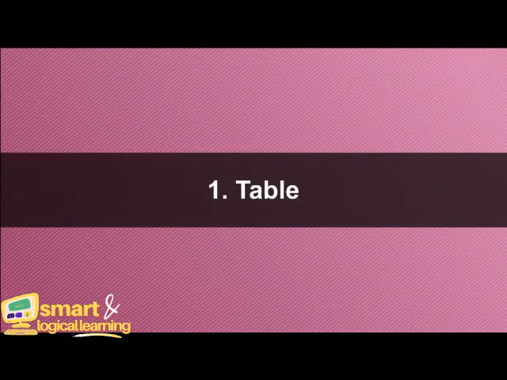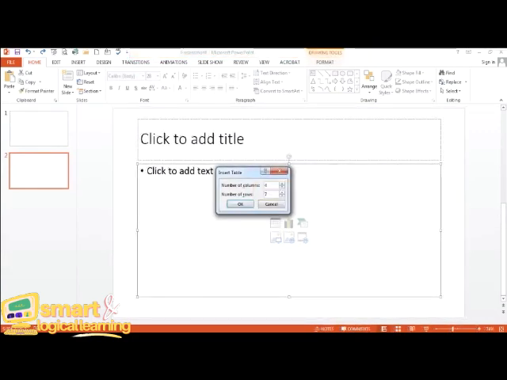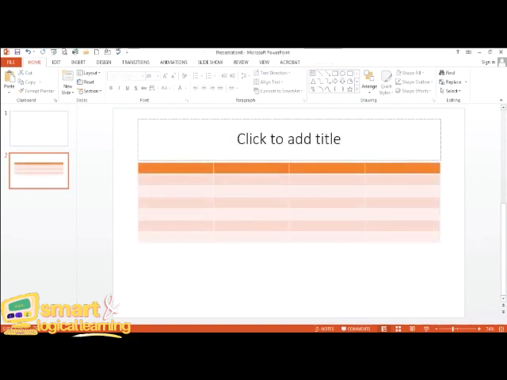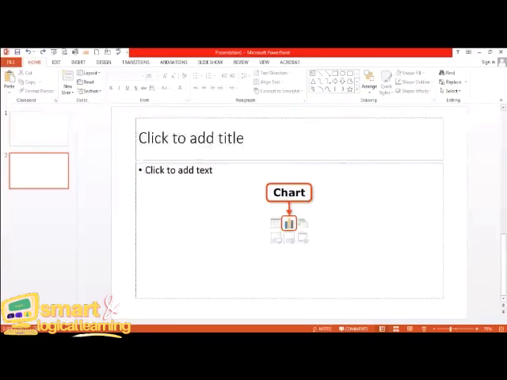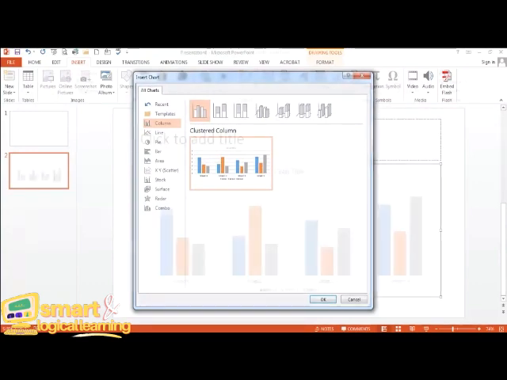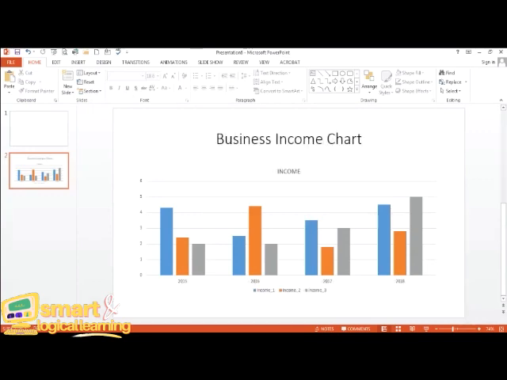1. Table. It allows us to add a table in the presentation. We can add rows and columns in the table as per the requirement, and then content can be added in those rows and columns to represent the data in an organized way. 2. Chart. We can also add charts in our presentation to make the data look more attractive and easily understandable. We need to type data values in the table to develop a chart.